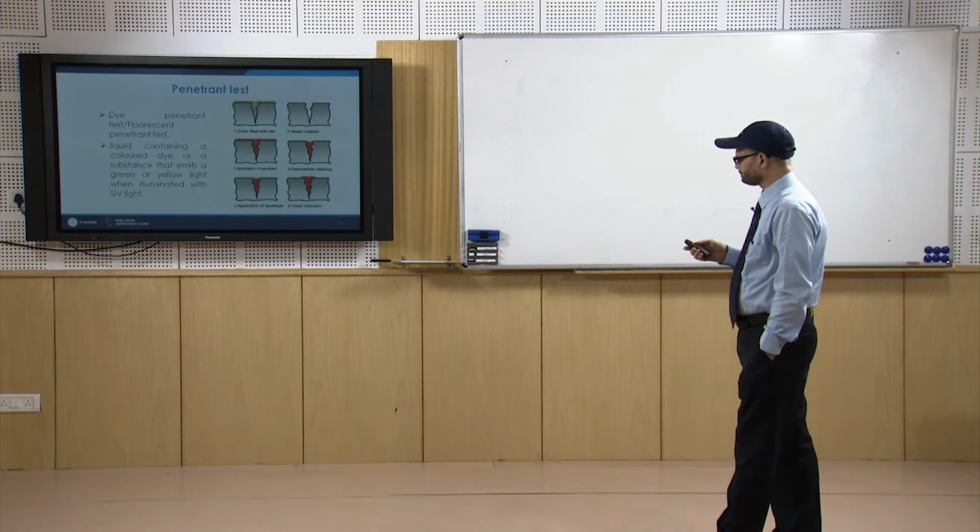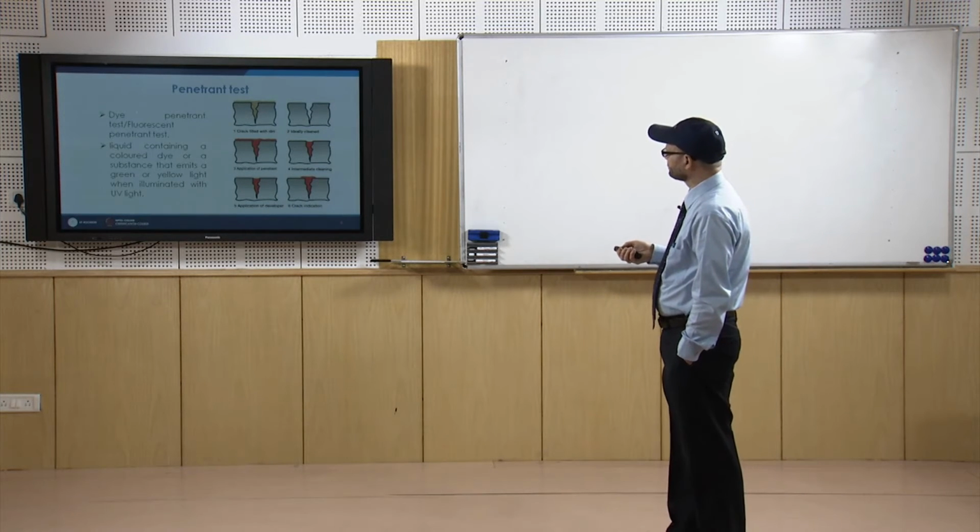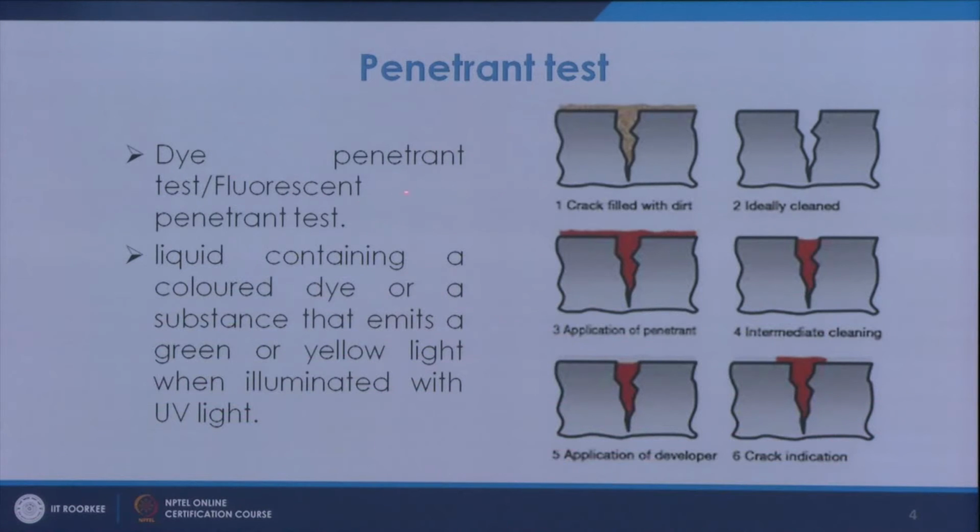So, here we can use a dye, that is basically a liquid which contains a dye, or you may have a fluorescent penetrant. So, it basically depends upon what kind of light you are exposing it to later on, so that you have a contrast and that is seen. So, we will discuss it.